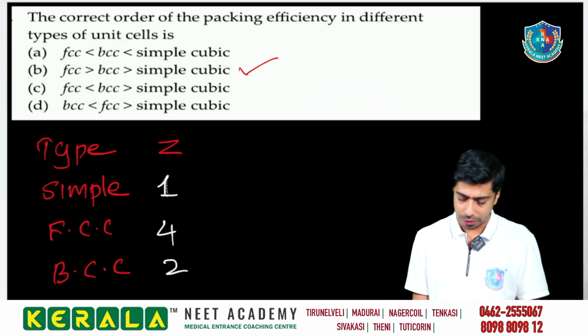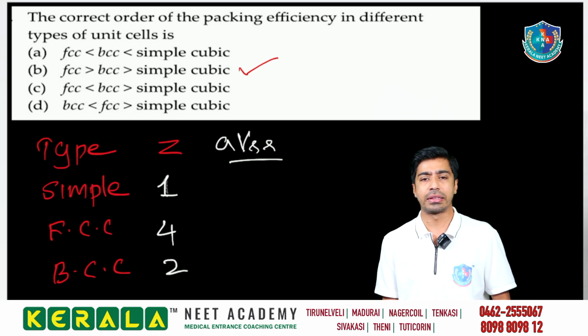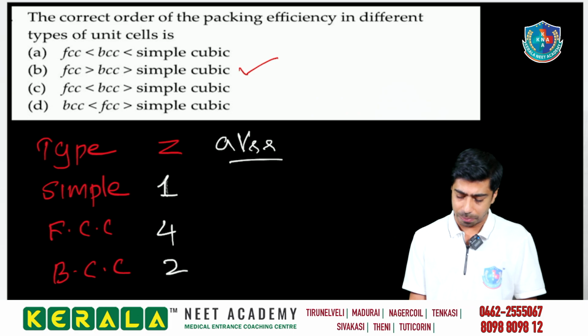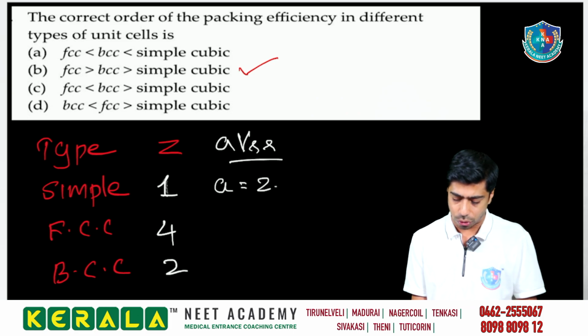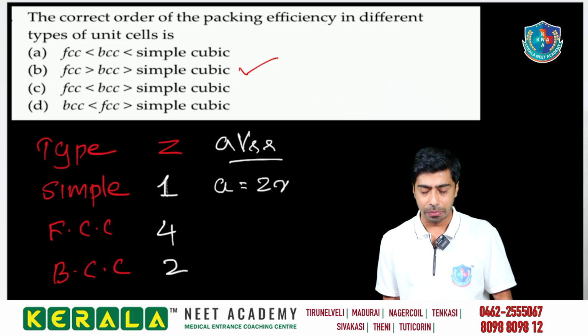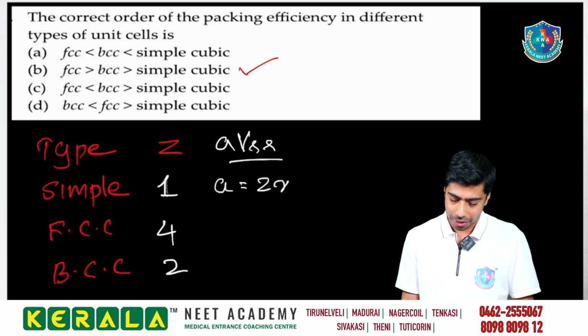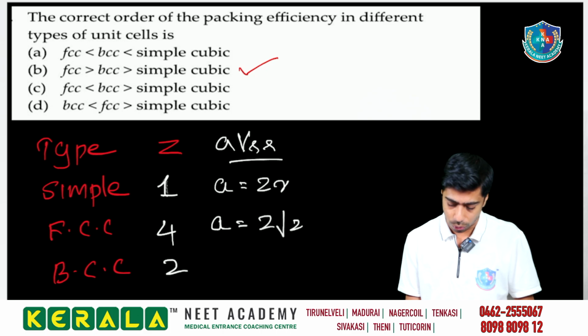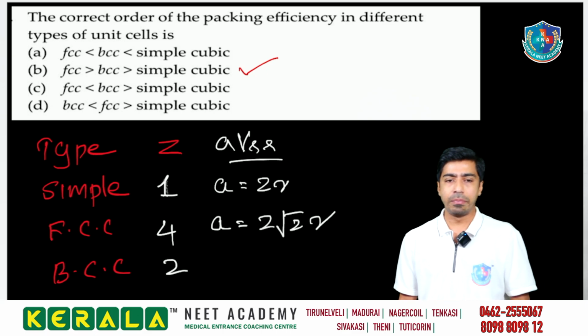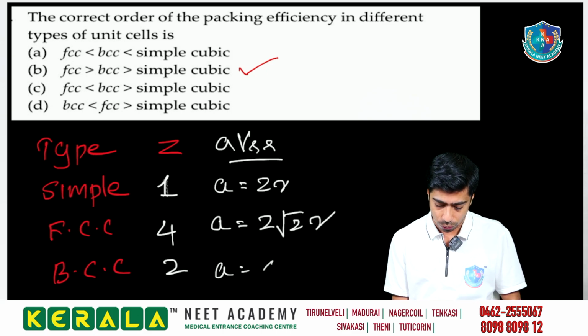Now the relation between edge length and radius. In case of simple cubic, edge length A is equal to 2r. In FCC, A is equal to 2 root 2r. And in BCC, A is equal to 4r by root 3.